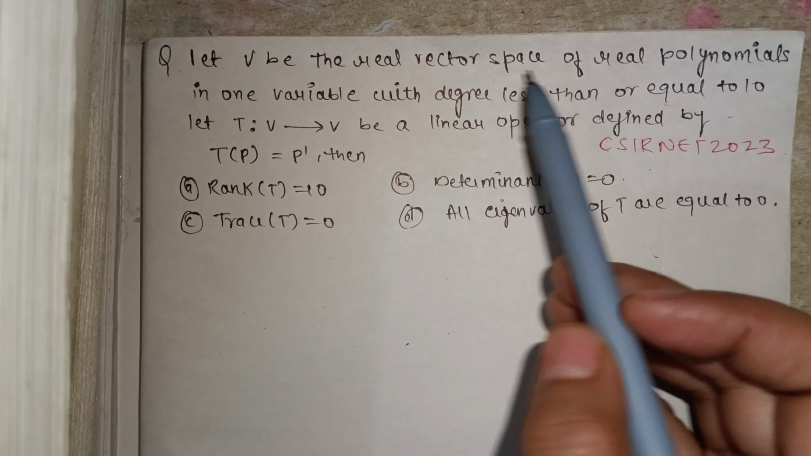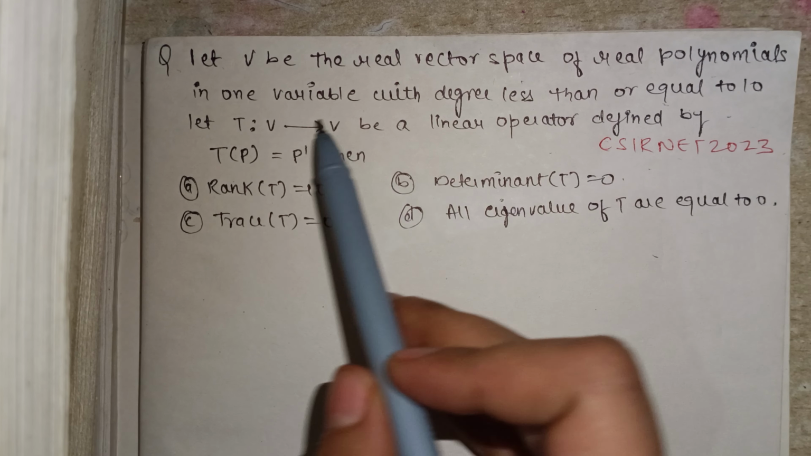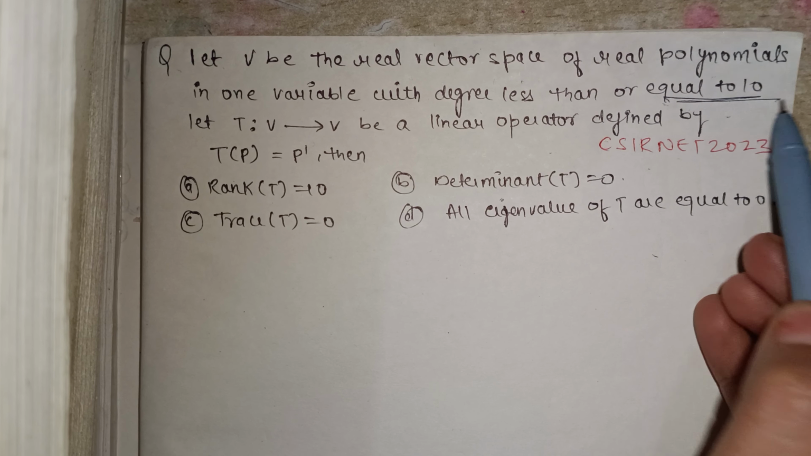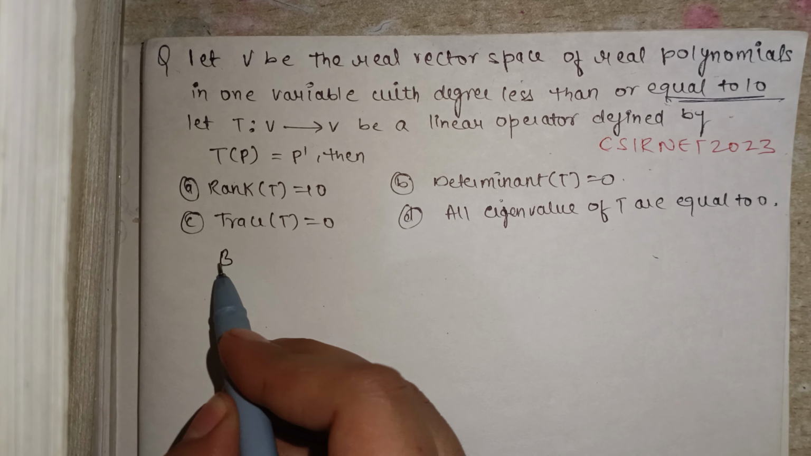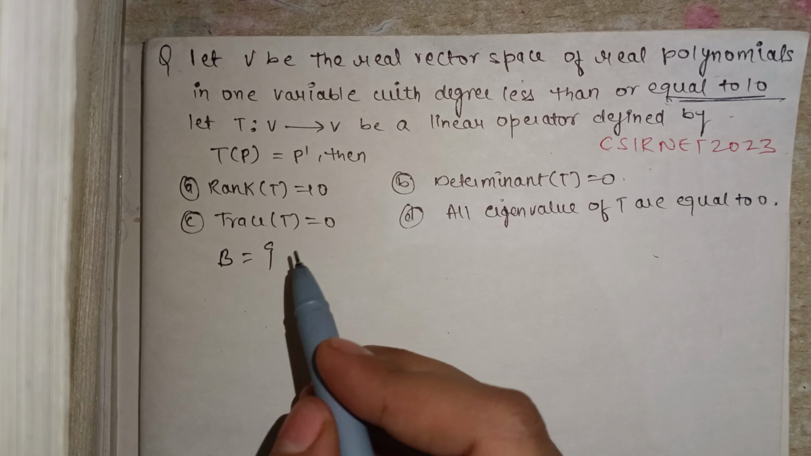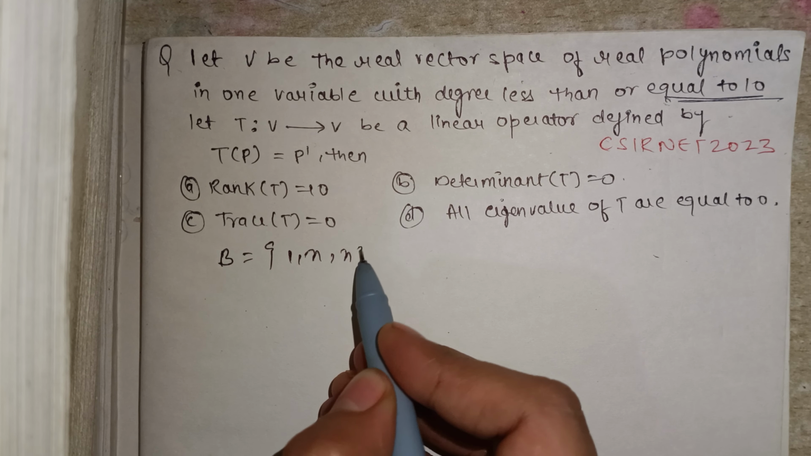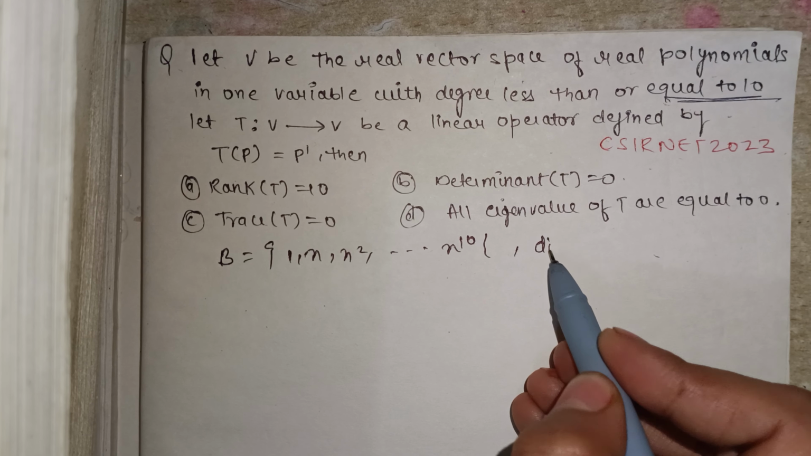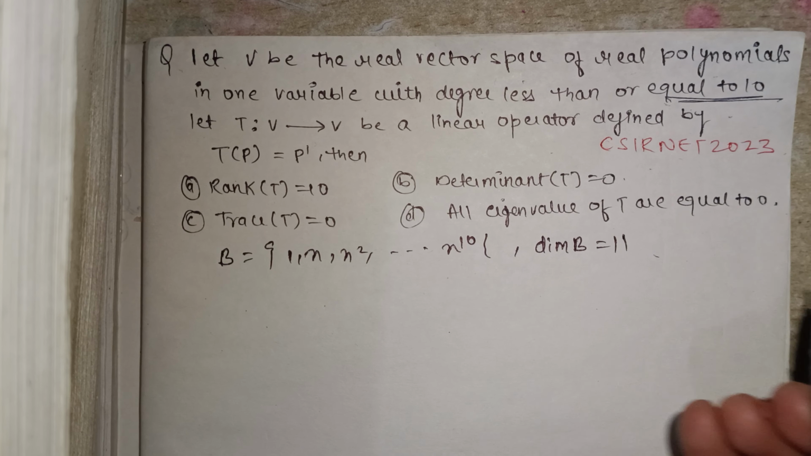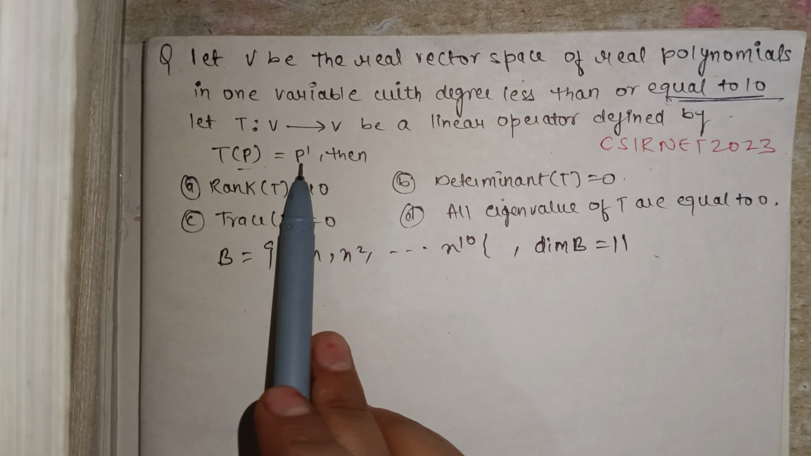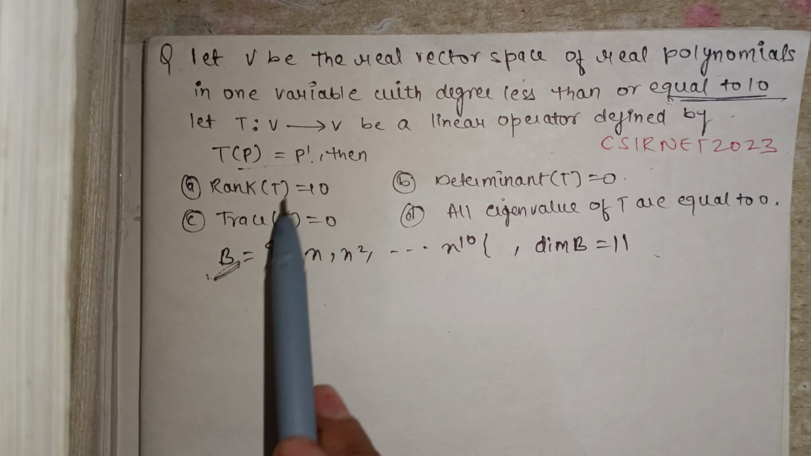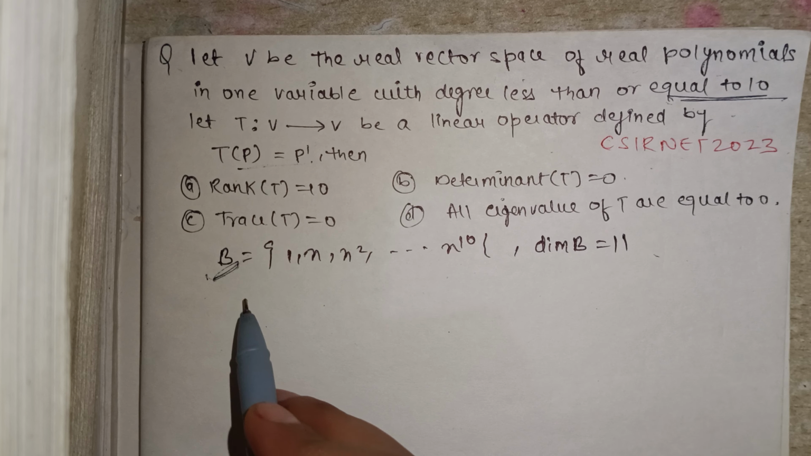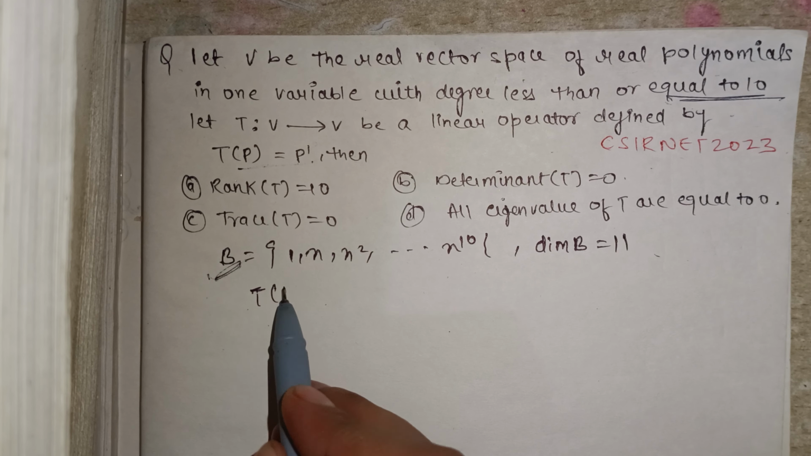So here V is a real vector space of polynomials of degree at most 10. So here the basis is what? The number of elements in the basis is what? 1, x, x square and so on, x to the power 10. So the dimension of V is what? 11.